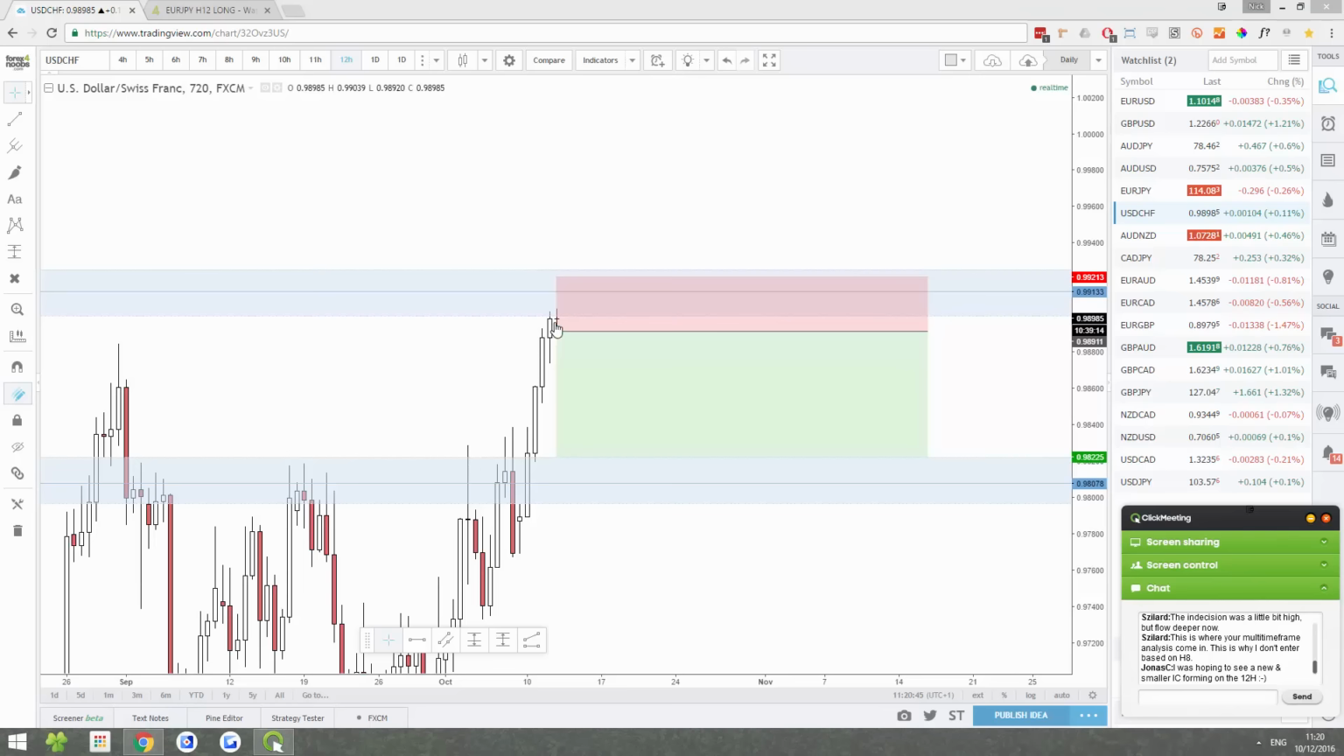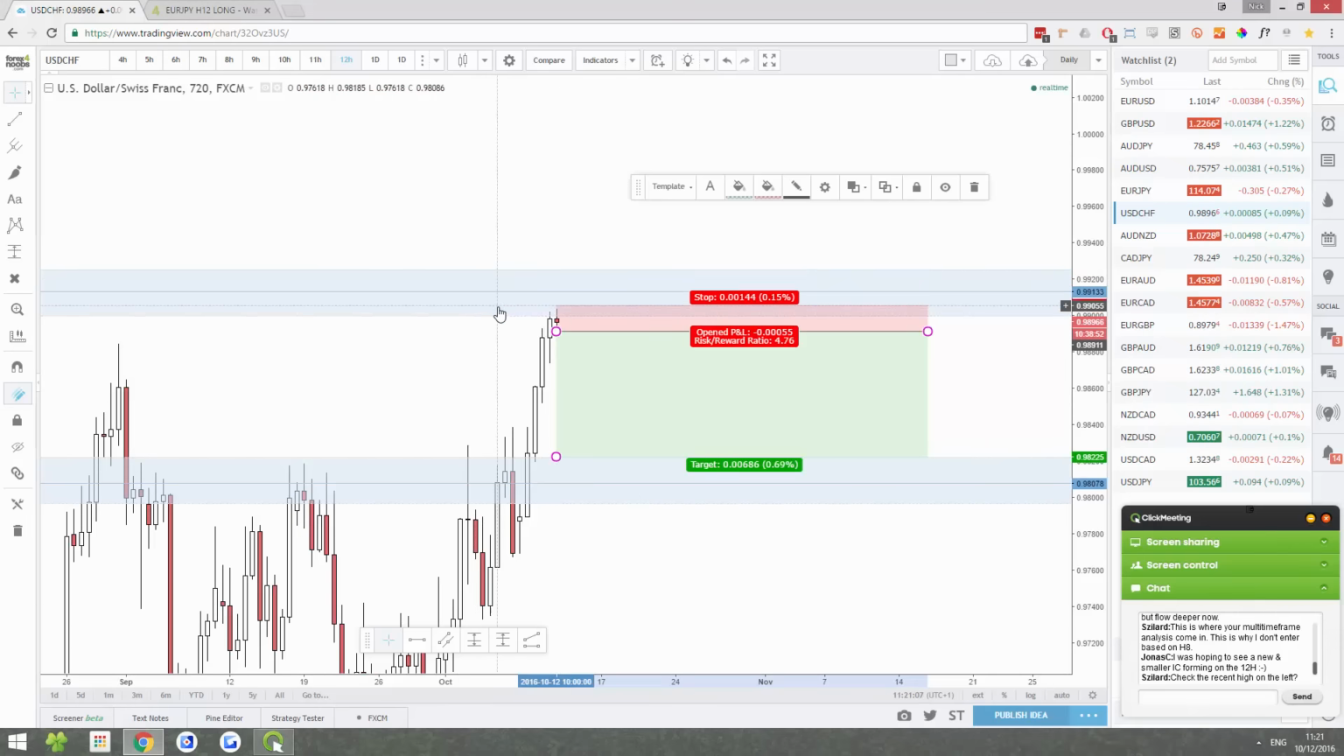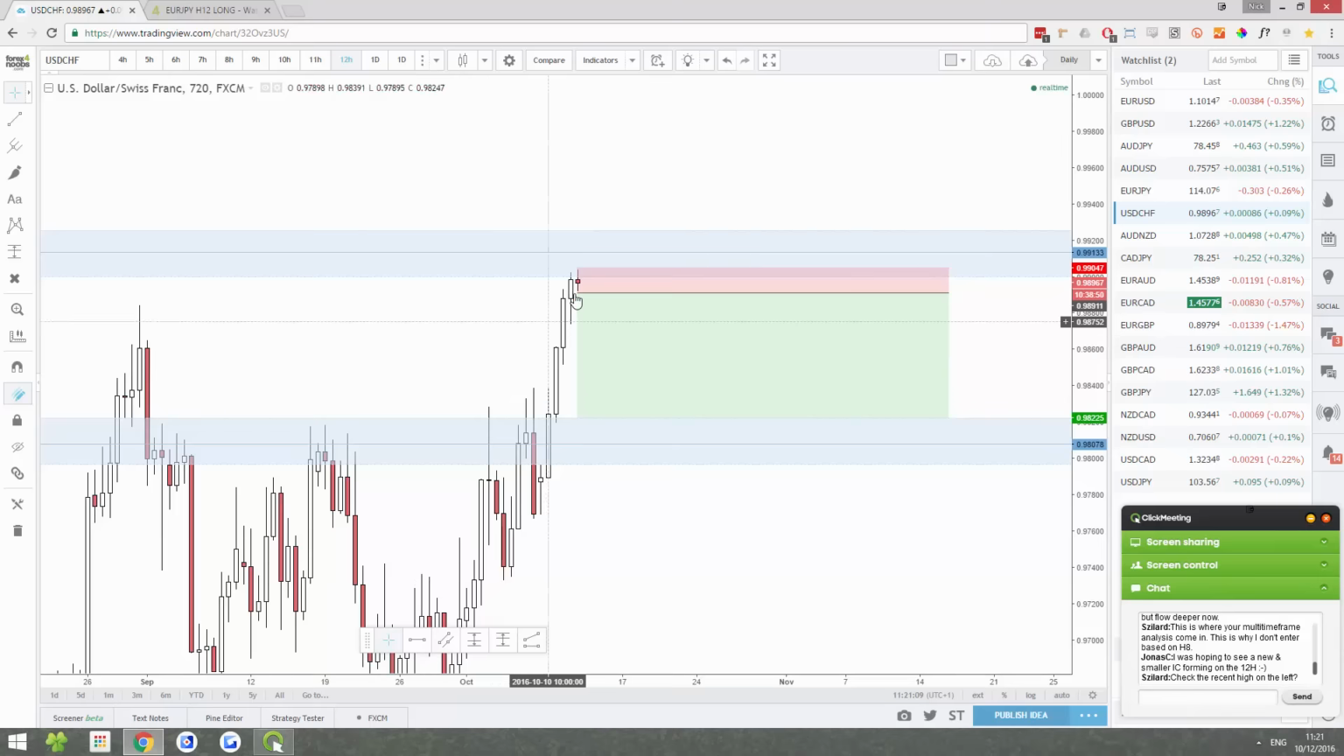You don't want it to be easy for buyers to push up, hit your stop loss, and then turn around, because then you're going to get stopped out of a trade which would have ended up being successful. So you want to make your stop loss hard to hit. That's the key to a good stop. So having it down here is not exactly hard to hit.